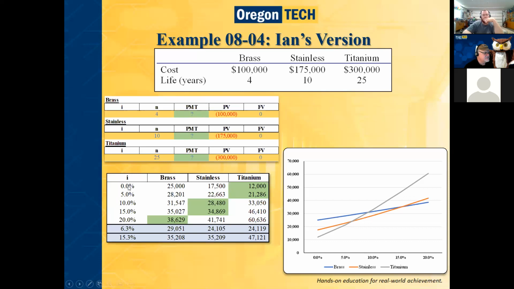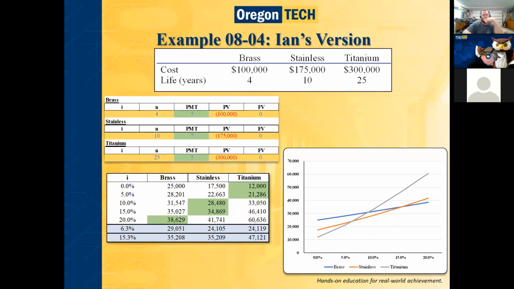So I basically took 0%, stuck it in here, and said, at 0%, what's the equivalent annual cost of a 4-year thing that cost me $100,000 today? When I stick 0% in the i under brass, the payment amount comes out to $25,000. When I stick 5% in this i at the brass part, the payment comes out to 28,201. And I did that same for each one, working out what the equivalent annual cost or payment would be for that time period.